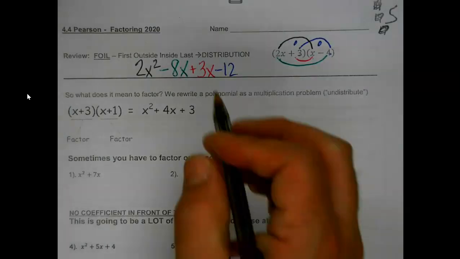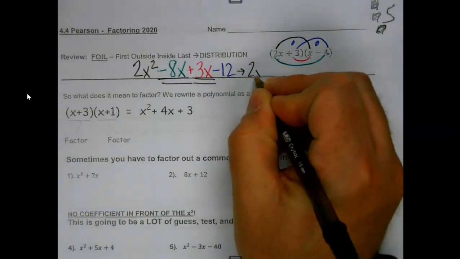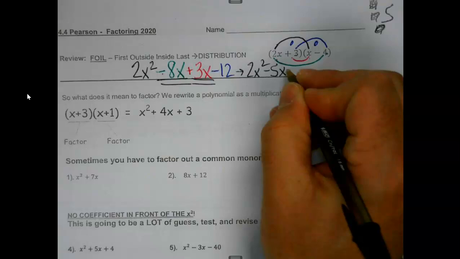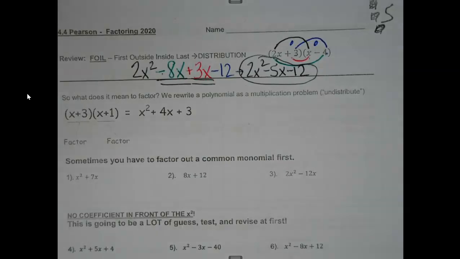And of course, if we have like terms in the middle, we're going to combine those. So negative 8x plus 3x is negative 5x minus 12. And I've FOILed or multiplied that out. So what factoring is going to be is doing this backwards. We're going to take the multiplied out version, call it a trinomial with 3 parts, and we're going to create it back into 2 sets of parentheses.